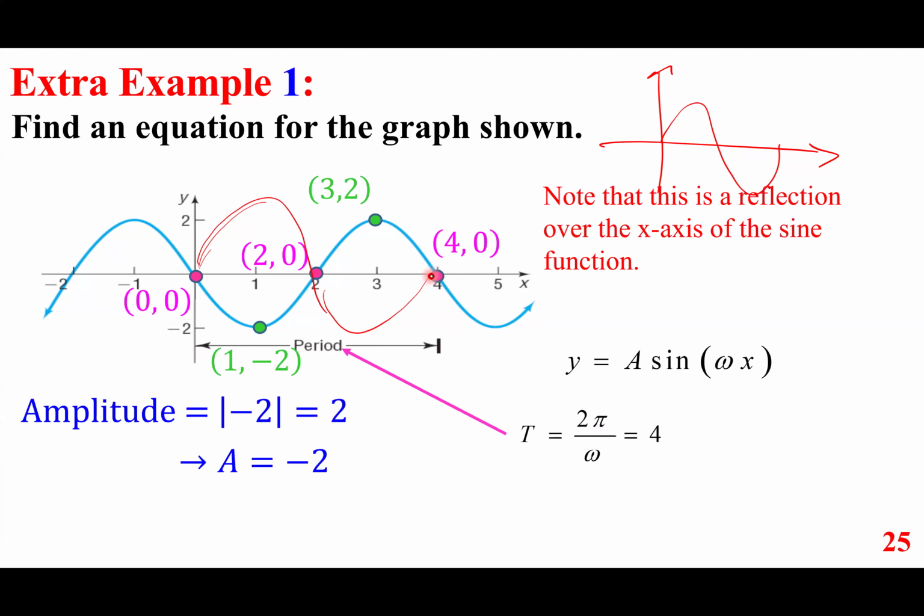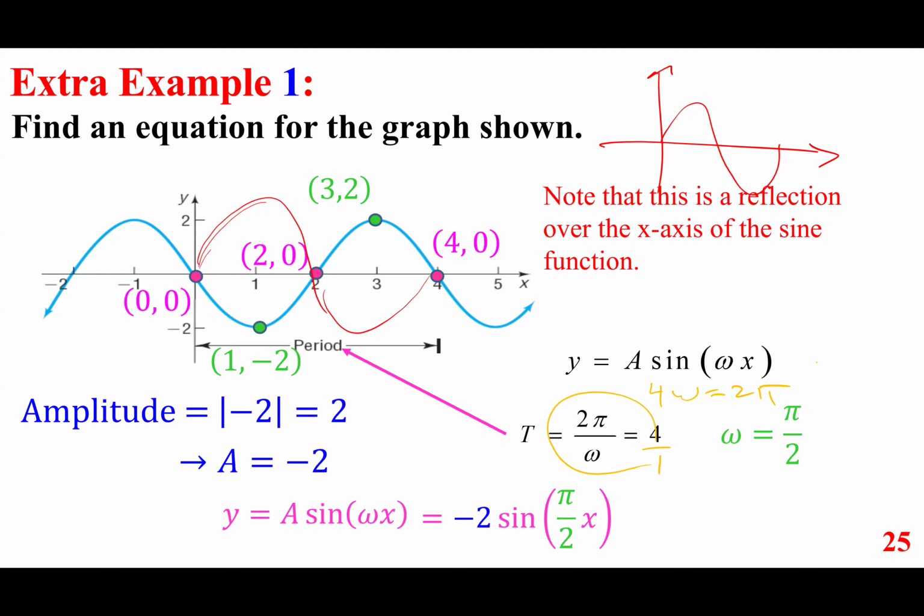T is 4, and T has the formula 2 pi over omega, which means omega must be pi over 2. Therefore, y, which is a sine omega x, equals negative 2 sine of pi over 2 times x. So very straightforward, everybody.